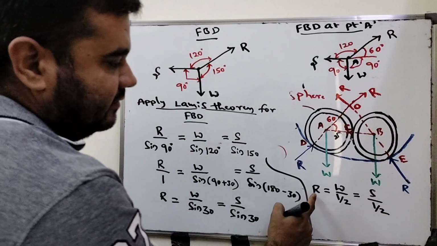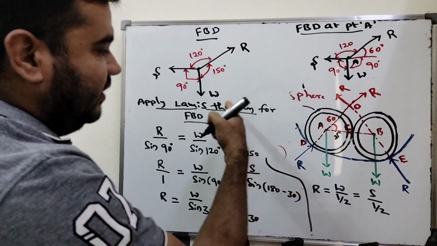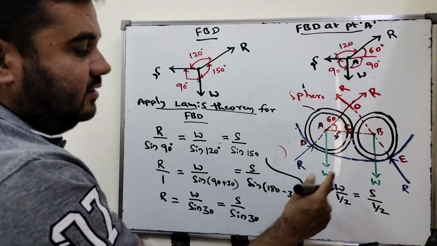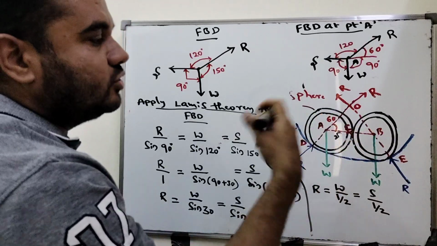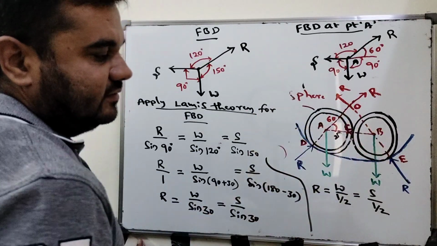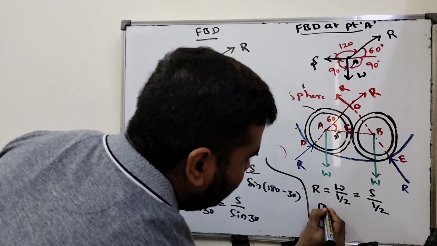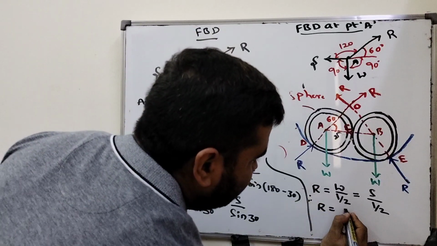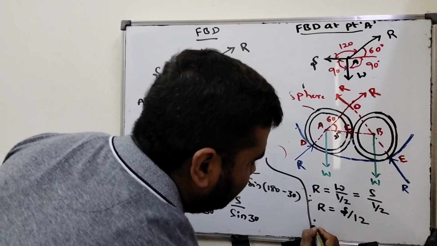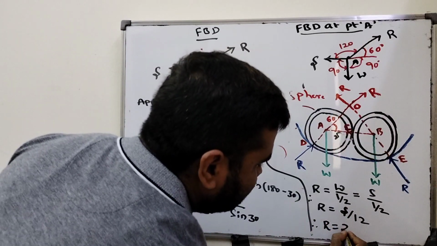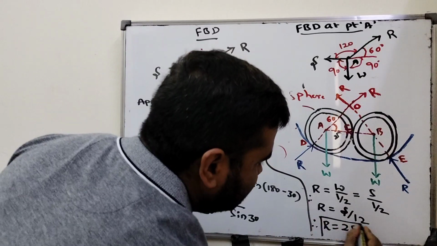Now take the first one and the last one, because we have to prove that the reaction between the sphere and the cup is 2 times the reaction between the spheres. Therefore R equals S divided by half, so R equals 2 times S. This is the final proof.